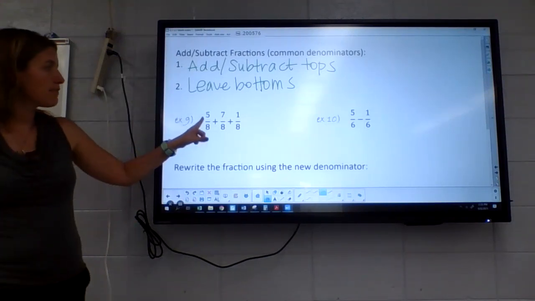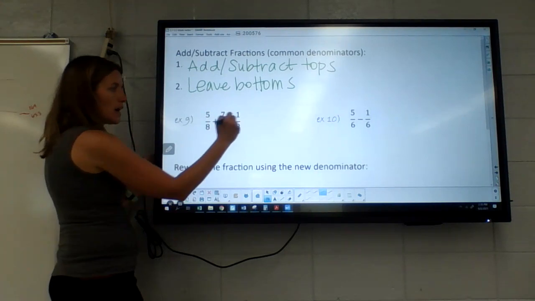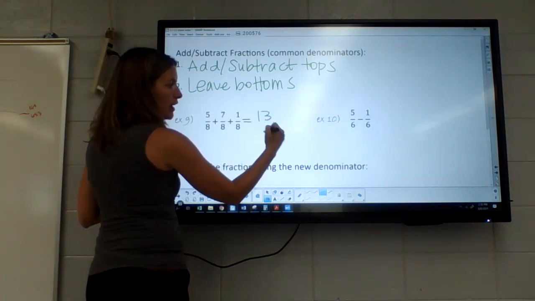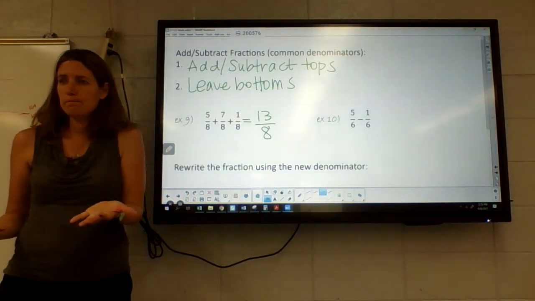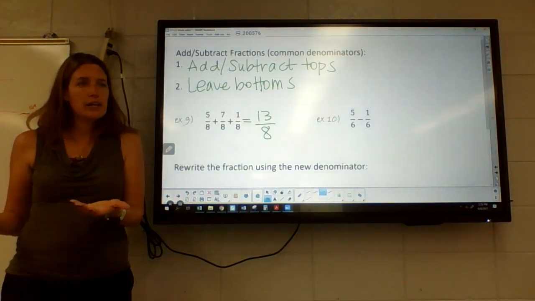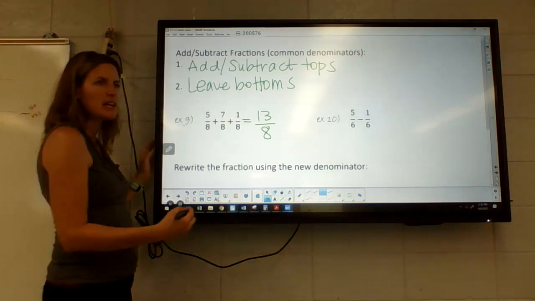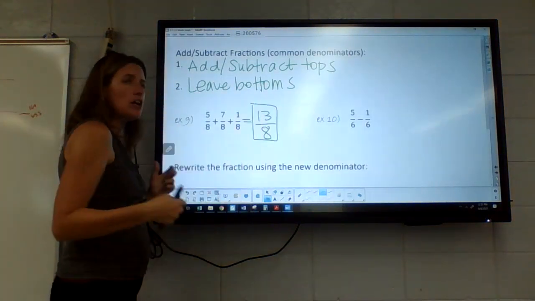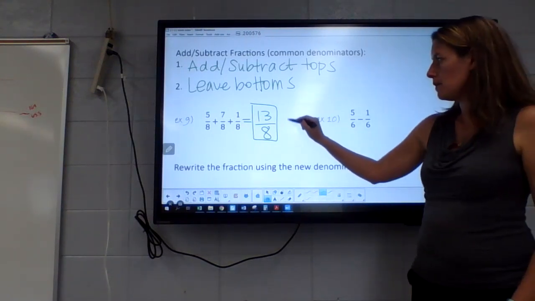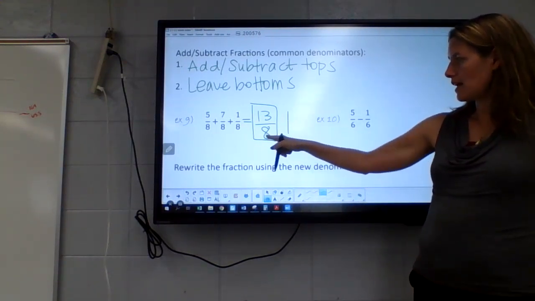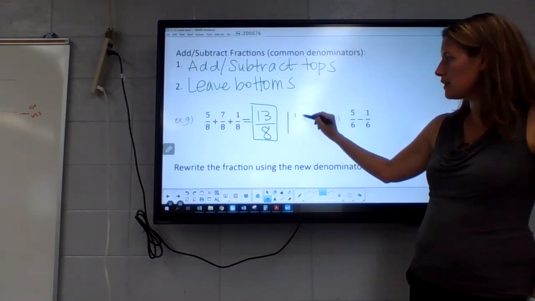So if I'm adding 5 plus 7 plus 1, I just add across the top, I would get 13 over 8. Now, is that simplified? 13 over 8. You can always check in your calculator, you can put 13 over 8 in. It is, they don't have a common factor. You can leave it that way. If I asked you to convert it back to an improper or proper fraction, then we would go back to our other steps where I'd say how many times does 8 go into 13? Be 1 time. And then 1 times 8 is 5 short of 13.